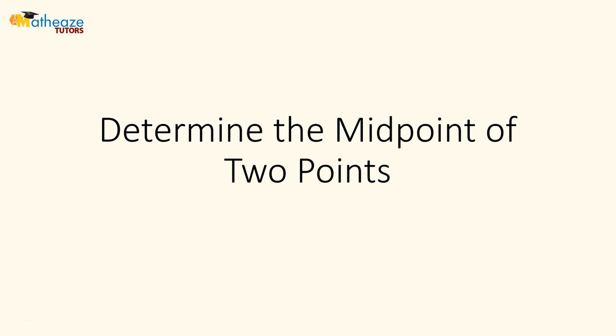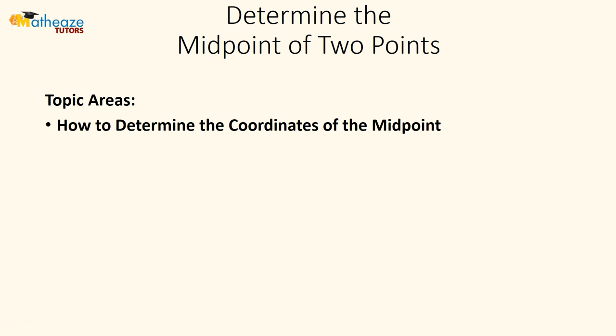In this lesson, we're going to look at how we determine the midpoint of 2 points. So we're going to determine how to find the coordinates of the midpoint of 2 points that are on the same line. So the midpoint of 2 collinear points, which means that they are on the same line.